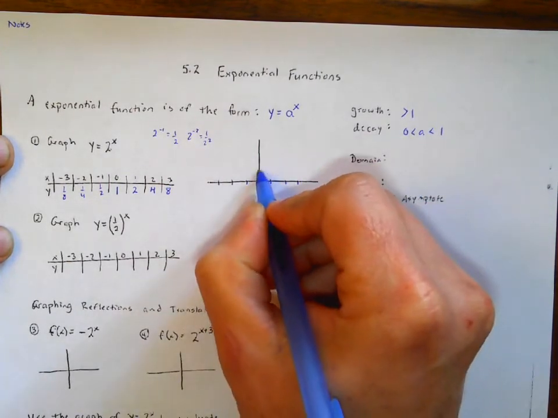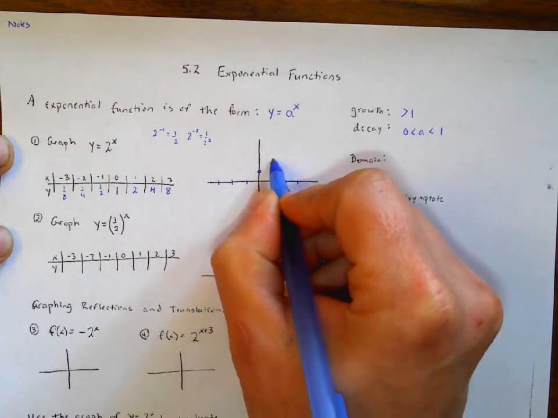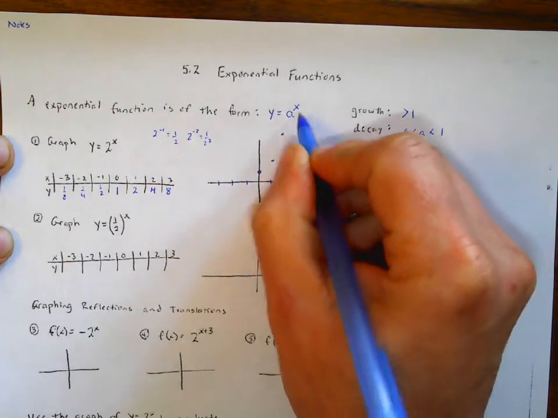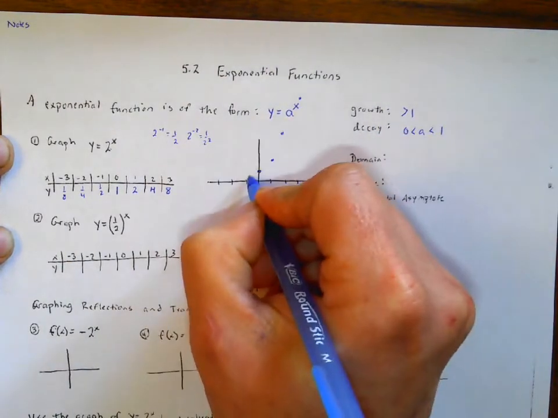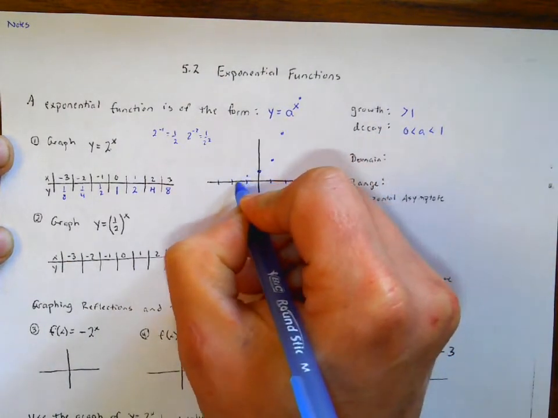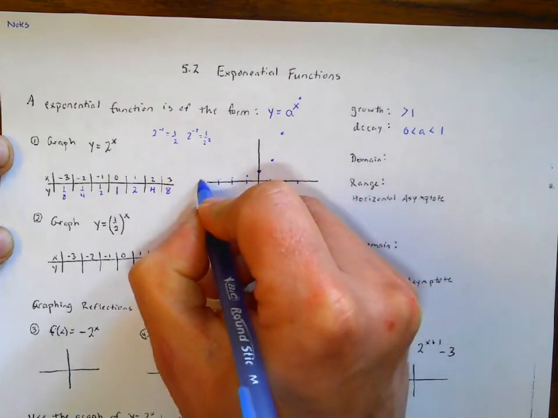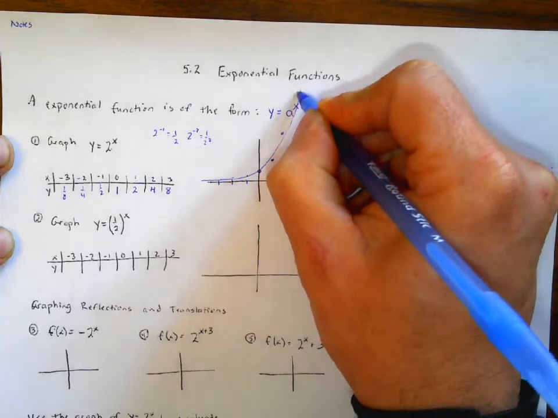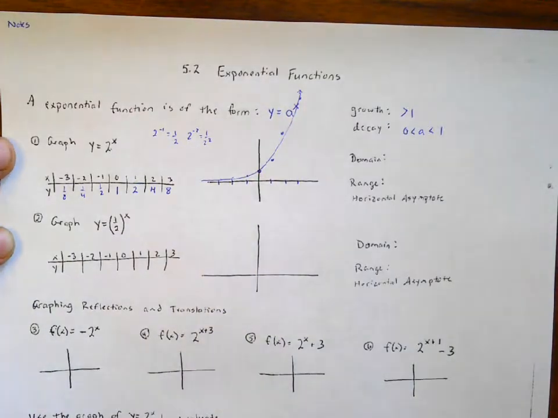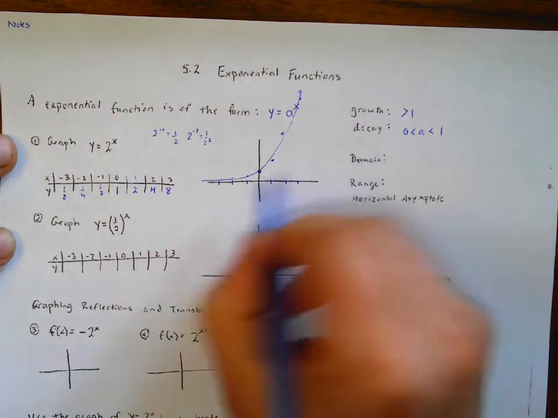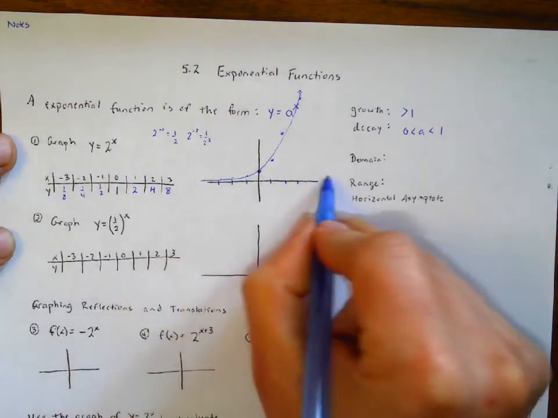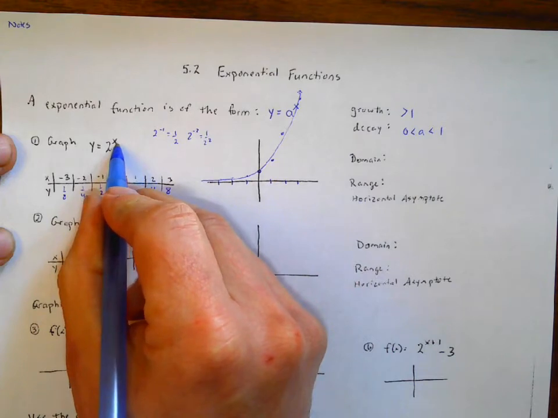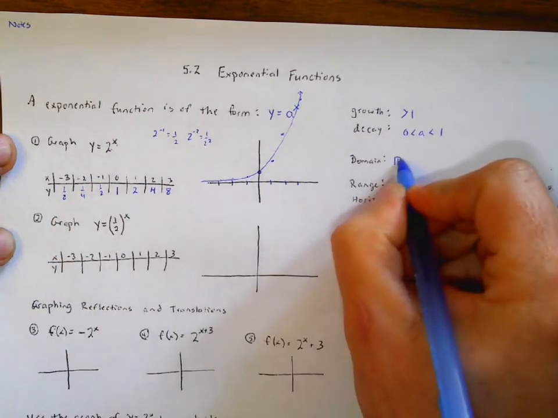Now if we plot these points here, 0, 1, 1, 2, 3, 4, and then 8, and then 1/2, 1/4, 1/8. So we get a graph like this. This is called exponential growth. Our domain goes all the way this way and all the way this way. We can put any number in there for that x. It can be positive or negative. So our domain is all real numbers.